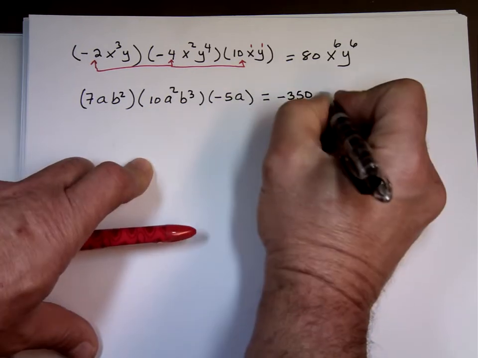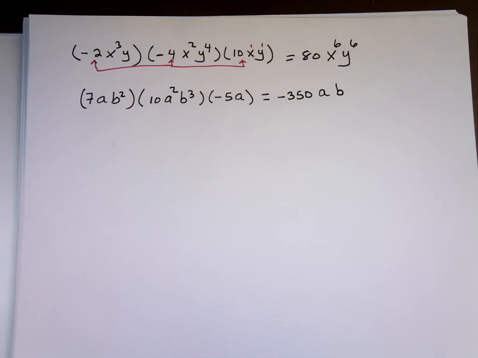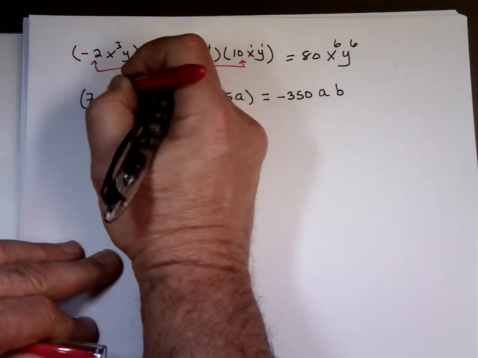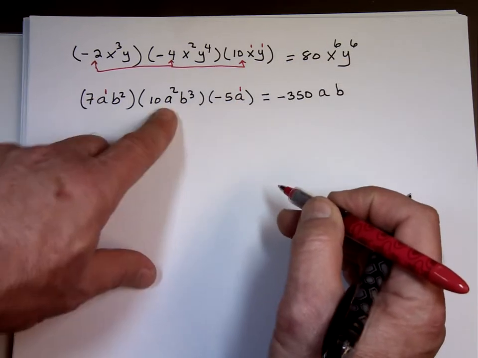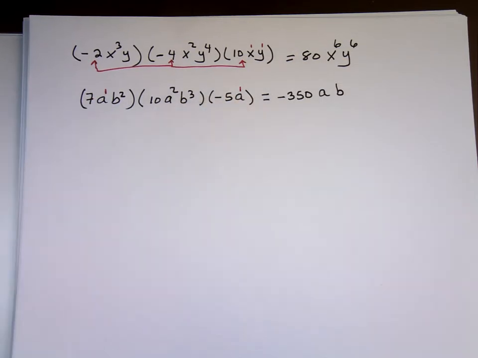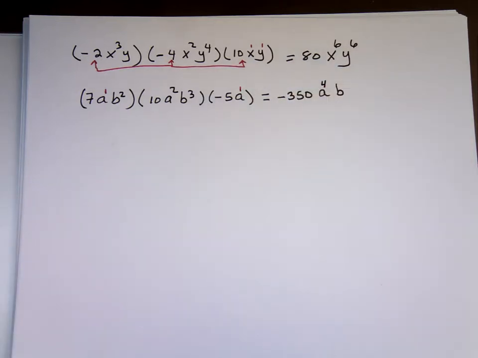We have a and b. Let's add the exponents for a. For a, we have a 1 here. We have a 1 here. So 1 plus 2 plus 1. How many? 4. And for b, what do we have? 5. Good.